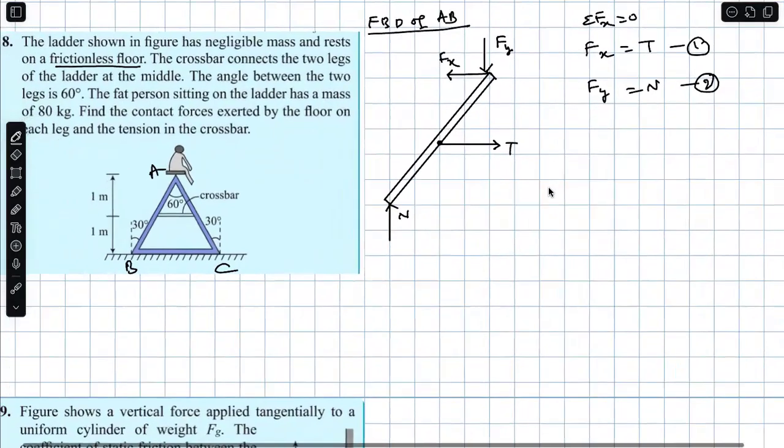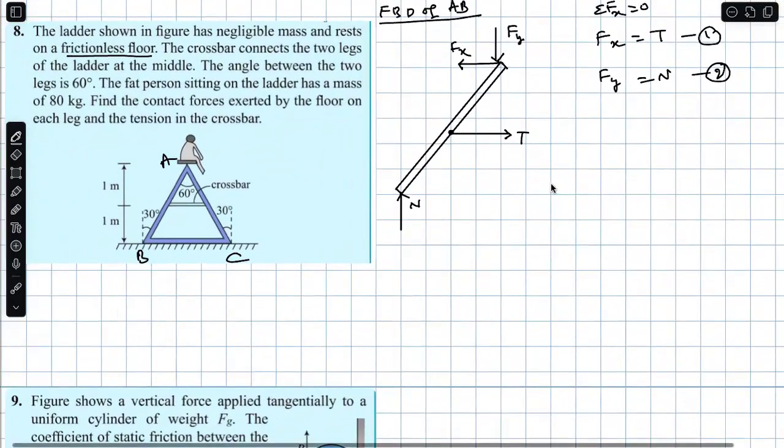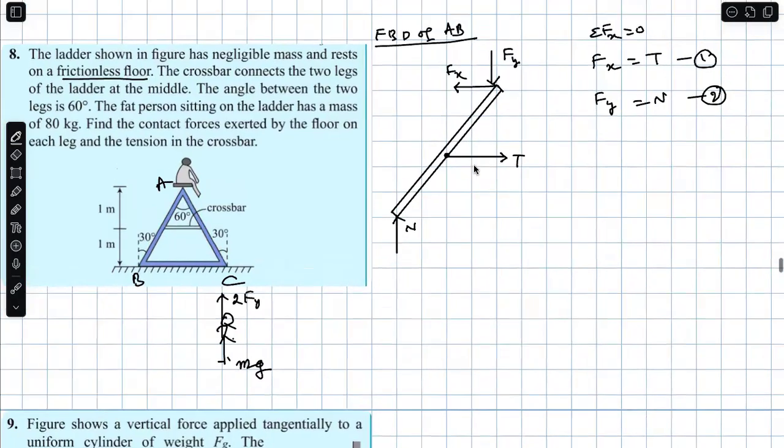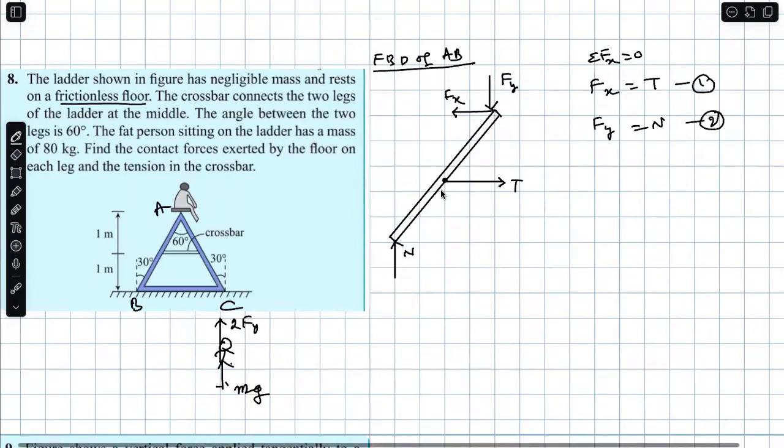The best thing what we can do is, of course, Fy, 2 Fy for the man, 2 times Fy is mg. Right. You want to find tension. Got the point. Right. Just suggest me any point about which I can apply torque. I can apply torque about this point.